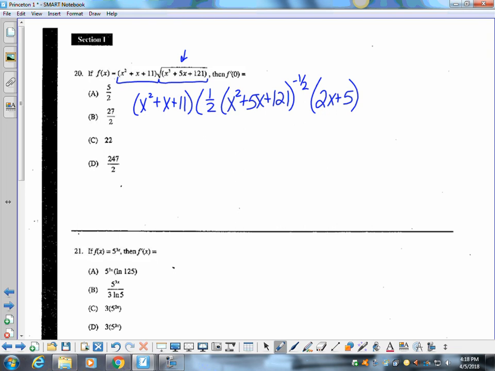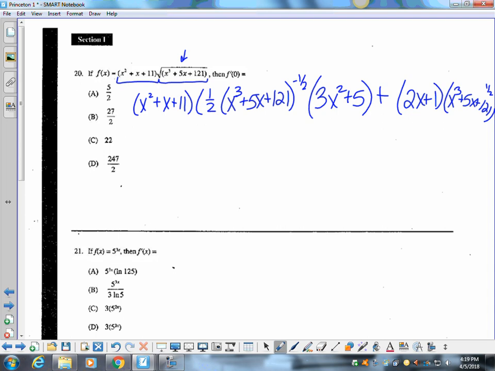Oh, wait, hold on. That's a 3. Mine's so fuzzy. I'm sorry. That's an x to the 3rd. Okay, so this would be 3x squared plus 5. Okay, my bad. And then derivative of the first one times the second one. And that's all to the 1/2.